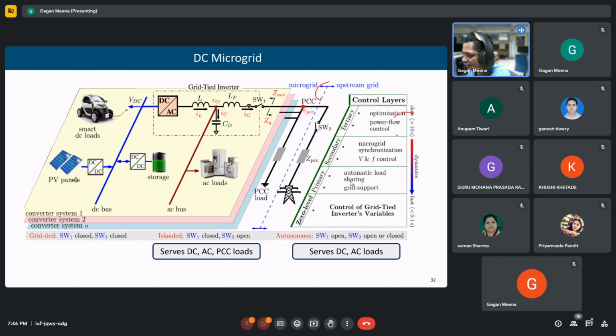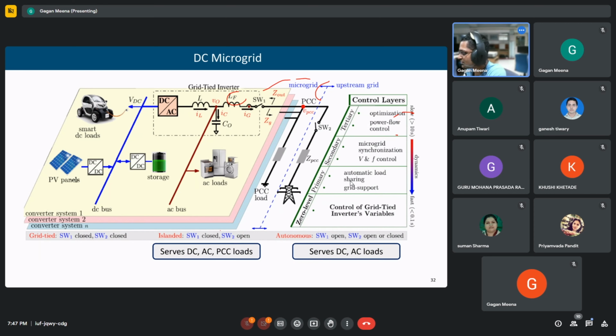Here we have switch S1. This is S1 near L. Then S2 is connected after PCC. So islanded and autonomous are decided based upon the status of these two switches. If SW1 is closed and SW2 is open, then it is islanded because it can still supply the PCC loads. SW2 can be open or closed also, but if SW1 is open, then it becomes autonomous.